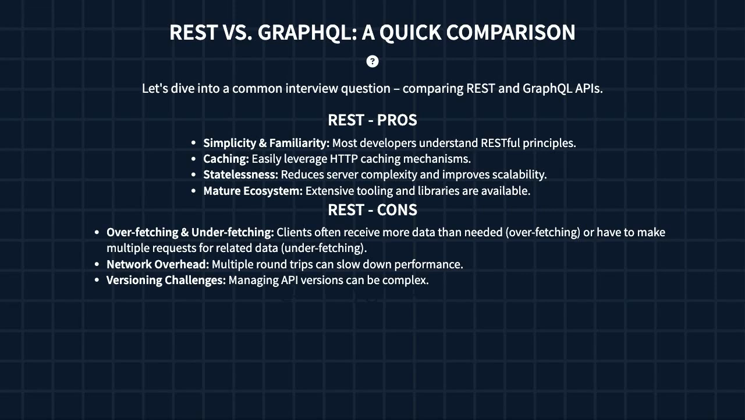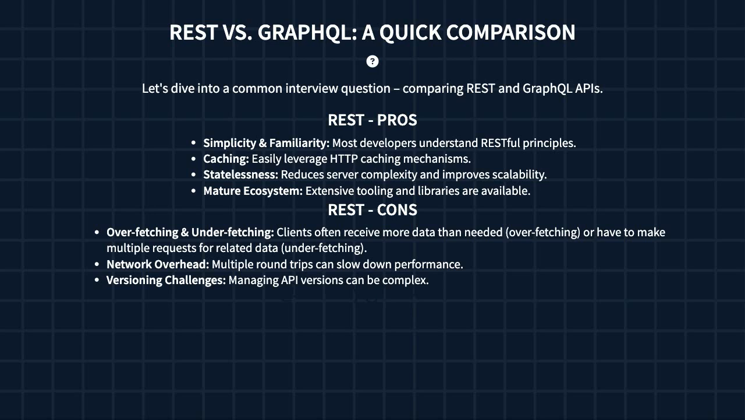REST is super familiar, most developers know how it works. It's great for simple APIs where you have a clear set of resources and relationships. A big advantage is that it's easy to cache data using standard HTTP caching techniques, which can really speed things up. Plus, because it's stateless, your servers are less complex and more scalable.